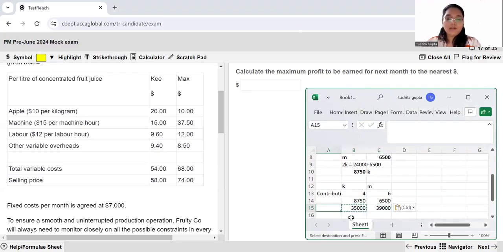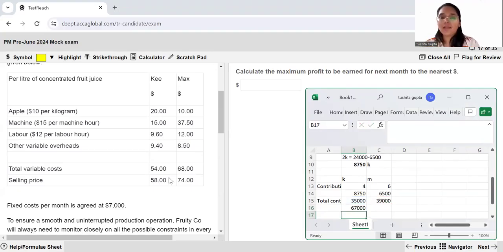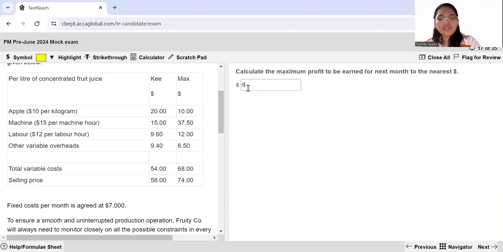So total contribution will be the product of these two figures that we have here. Now, if I just add both of these values, this plus this is my total contribution. Subtracting the fixed cost, which is 7,000, I will arrive at my profit, which is nothing but 67,000 over here.